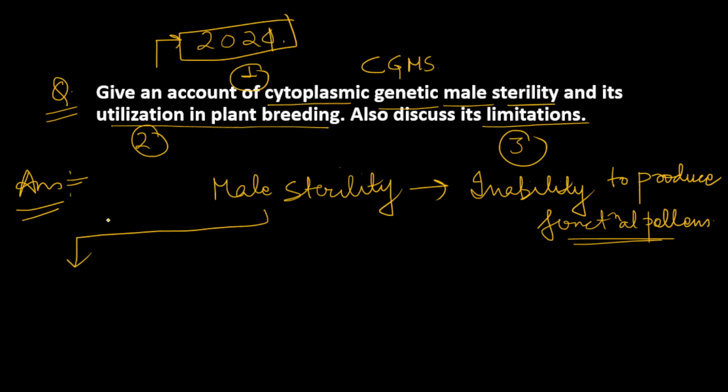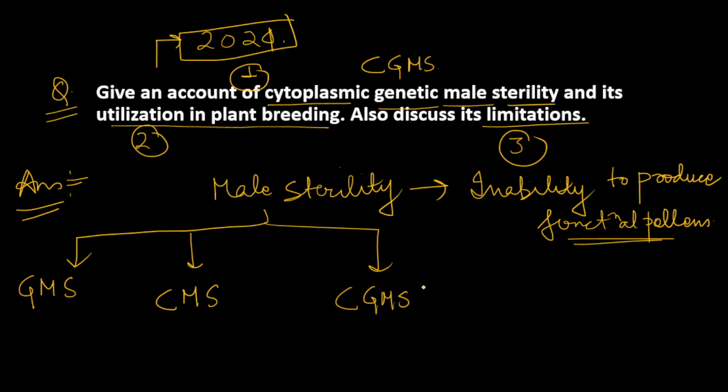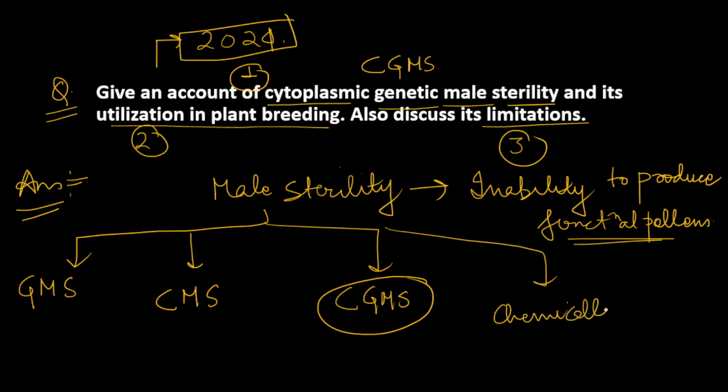The first type is genetic male sterility, that is GMS. Then we have cytoplasmic male sterility, that is CMS. Then we have cytoplasmic genetic male sterility, which the question is asking us about. And then we have chemically induced male sterility. So these are the 4 types of male sterility.